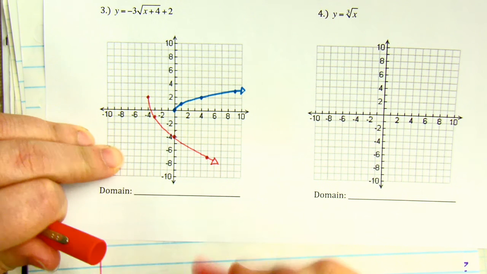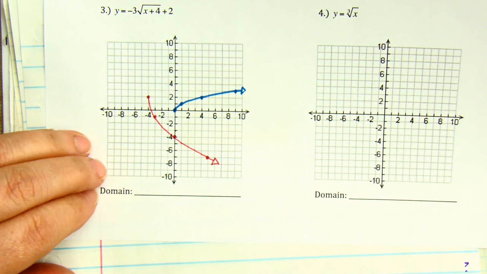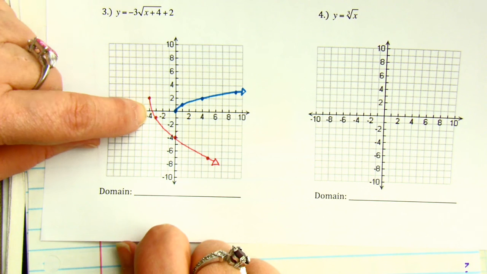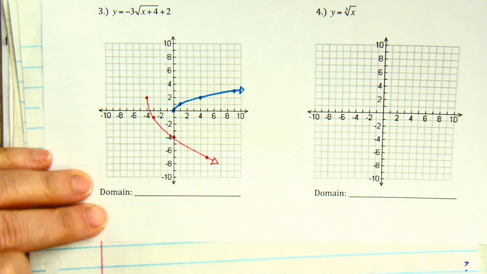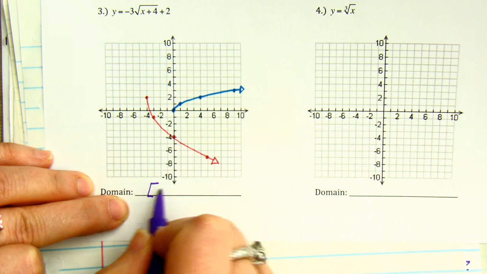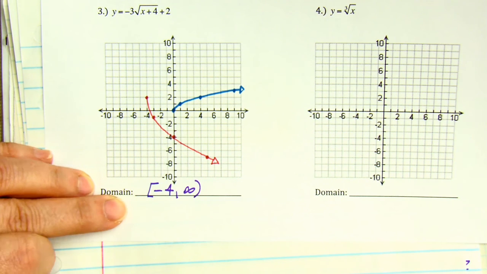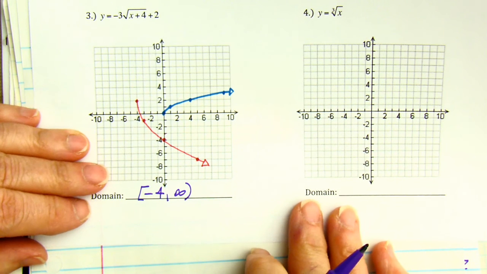The domain. Remember the domain, or the x values? Where am I starting? Look at this point right here. I'm starting at -4 and going to positive infinity. The -4 is included. Okay, they take a little bit of practice, but you've done this before with stretching and shrinking.